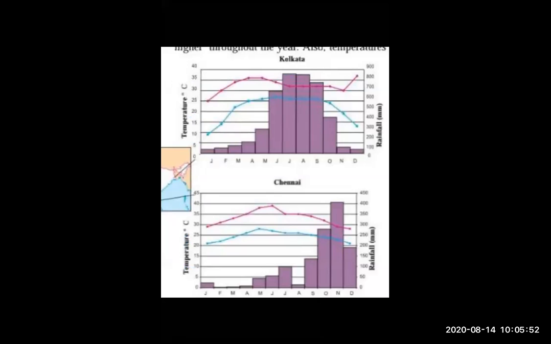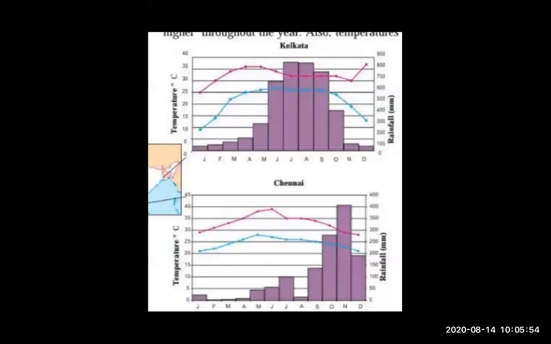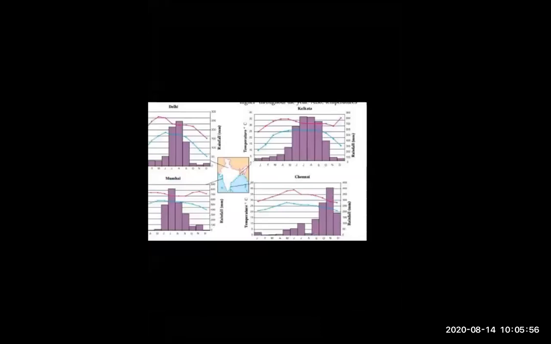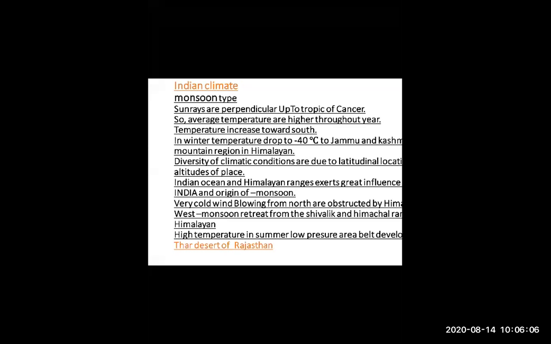Okay. After that, we will see about temperatures, and now we will see about the Indian climate. How is the Indian climate? First of all, Indian climate is called a monsoon type climate. It is called a monsoon type climate.